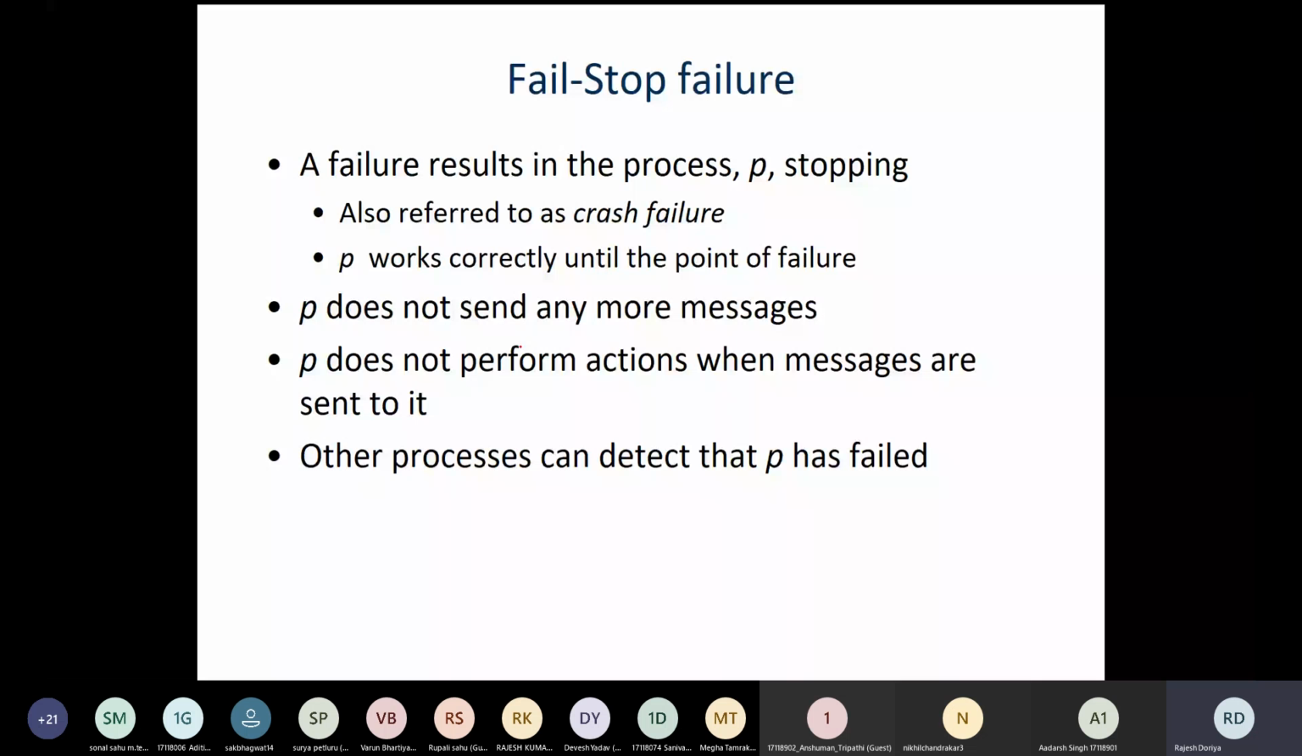And then in fail stop failure, a failure results in the process P stopping, also referred to as a crash failure. So if the process is stopping, then again it is a type of failure, and we can categorize it as a crash failure. If P works correctly until the point of failure, it is a crash failure in short. And in fail stop failure, of course, P doesn't send any more messages since it has failed. Apart from that, P doesn't perform actions when messages are sent to it. And other processes can detect that a particular process has failed, about which we were talking. So these are the things which ought to happen when we talk about a failure in process P.